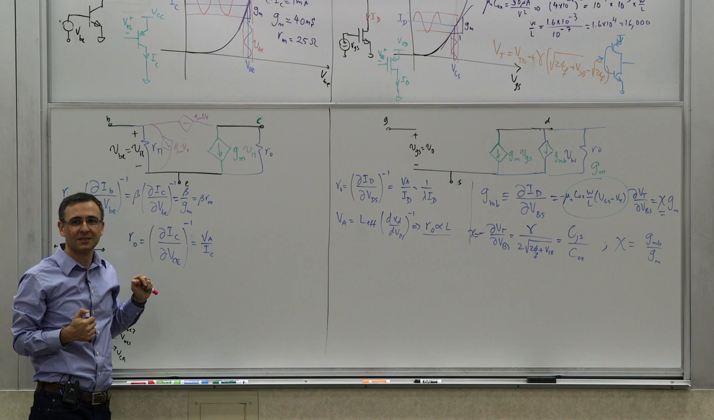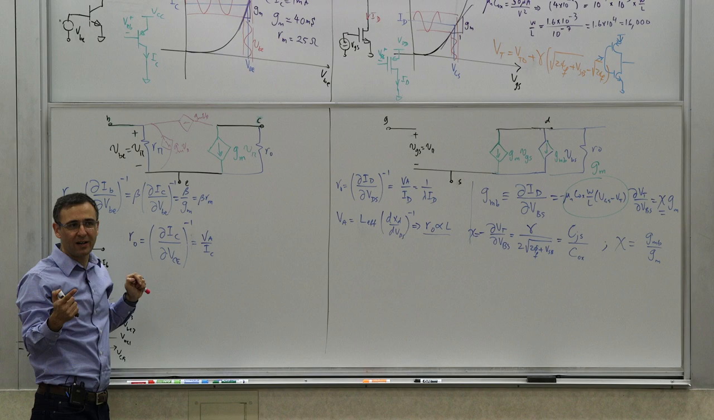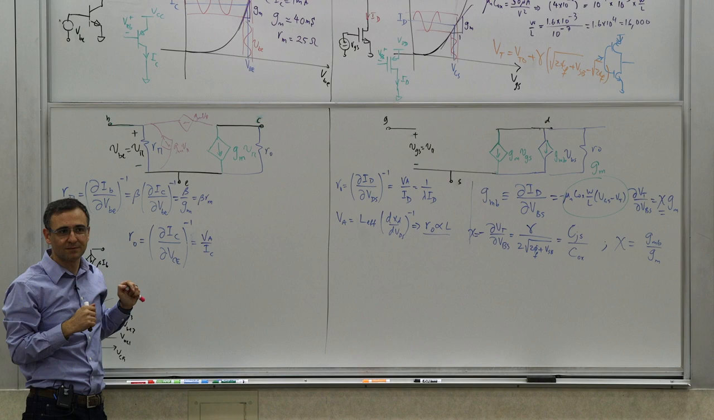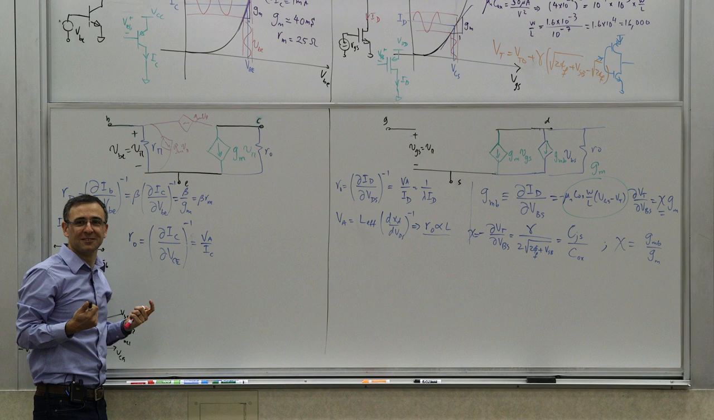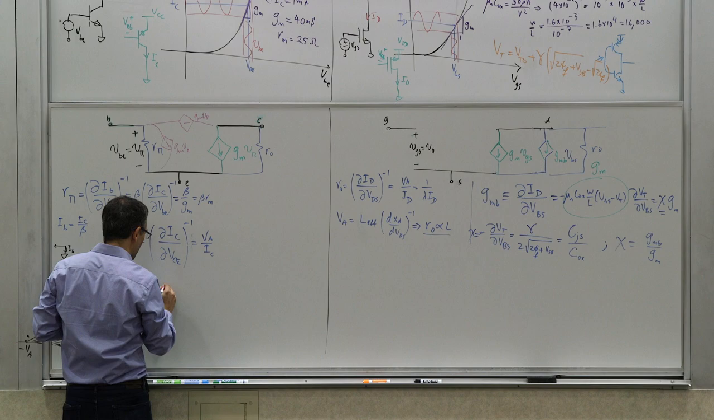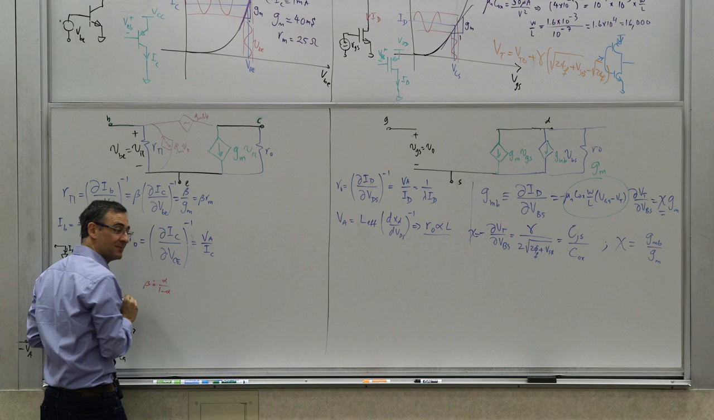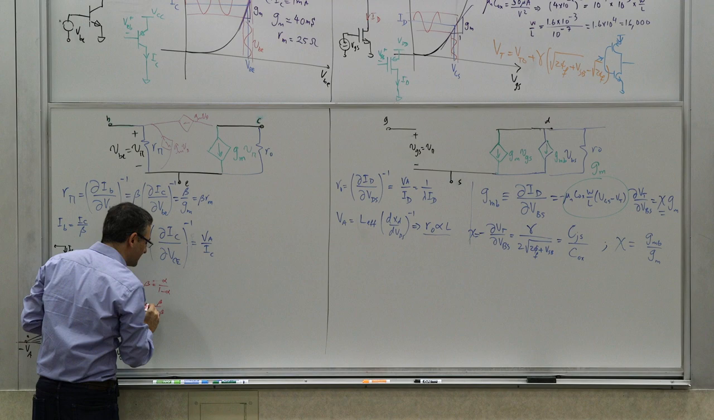It's beta rm times rm divided by beta rm plus rm. One of the rm's cancels, so you get beta over 1 plus beta, right, times rm. What is beta over 1 plus beta? It has a name. It comes before beta. Alpha. Because you remember, beta was defined as alpha over 1 minus alpha. And if you solve for that, you will see that alpha is beta over 1 plus beta. And when you put them in parallel, this becomes alpha rm.